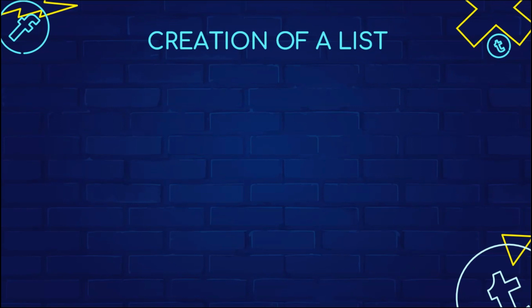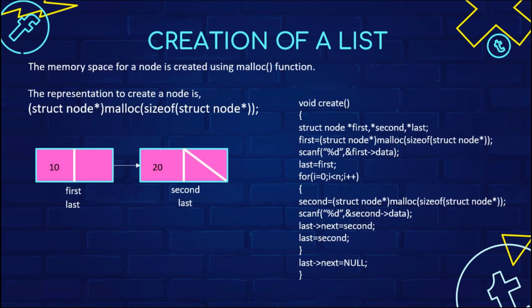Creation of a singly linked list. We've previously seen how a node can be represented. If we're going to create a singly linked list, first we declare structure pointers. For example, in this code we've used first, second and last. For first, we get the data from the user and store it into first of data. After that we make the last pointer point to first, because when the first node is created, the first node and the last node are the same node, right?